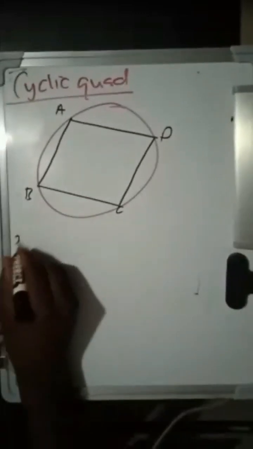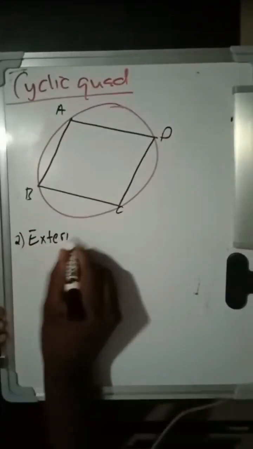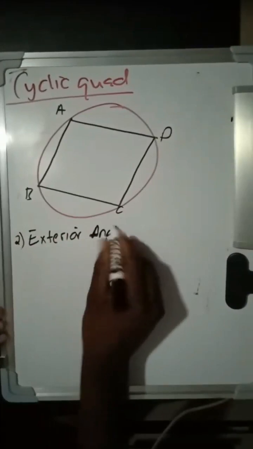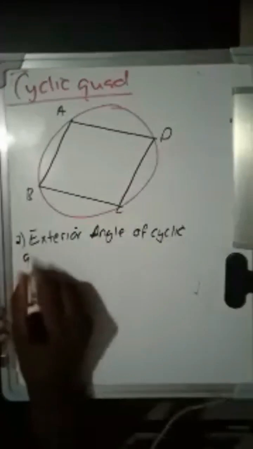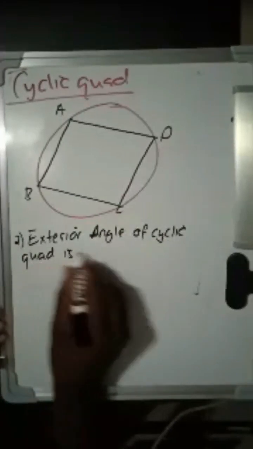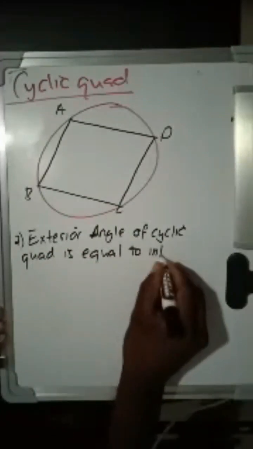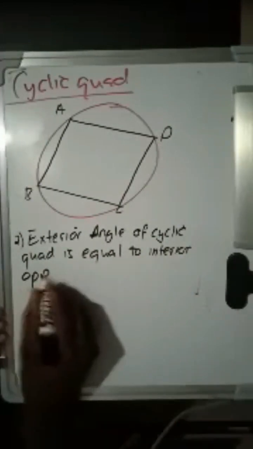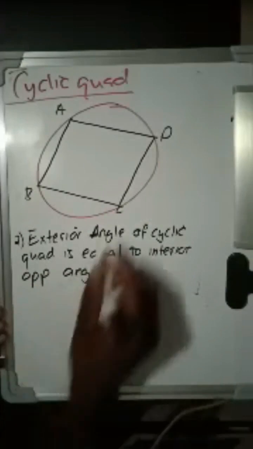Number two says the exterior angle of a cyclic quad is equal to the interior opposite angle. The exterior is an outside angle.